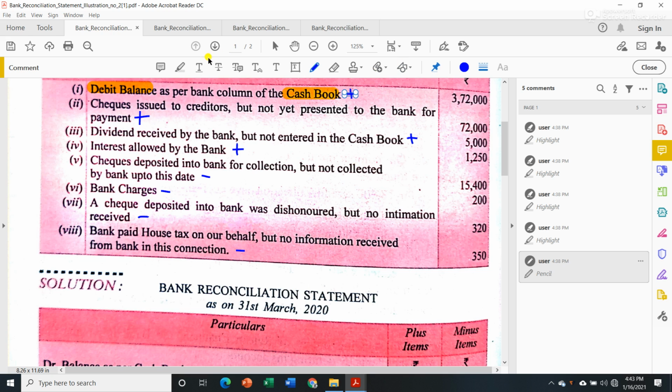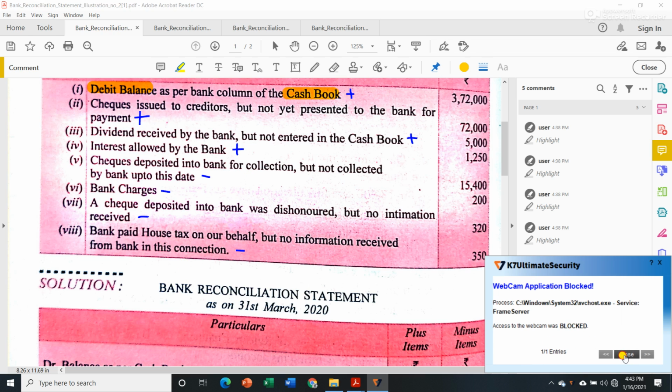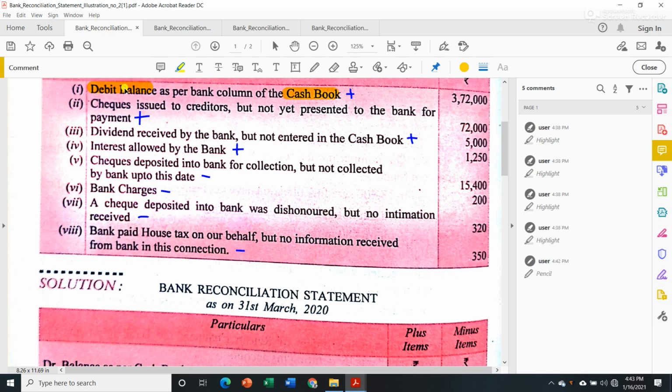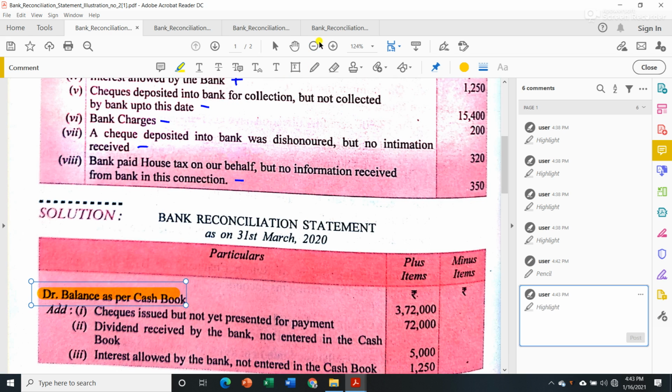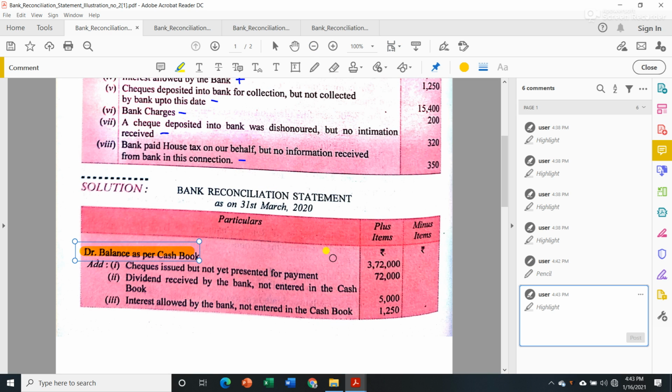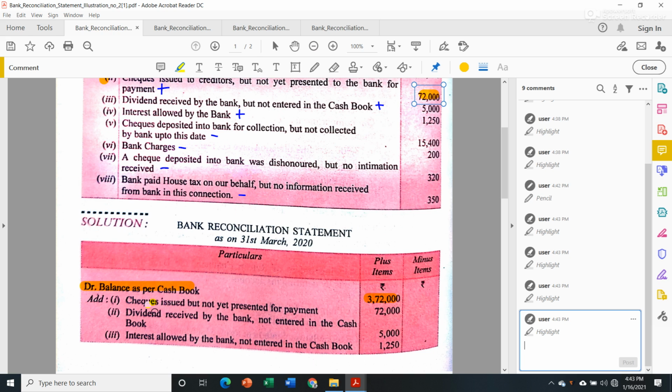Okay, first let us see how many items we have on the plus side. Now, the debit balance, we know that it will be recorded in the plus item. So here it is, debit balance as per cash book, rupees 3,72,000. Next item on the plus side is point number 2, checks issued to creditors but not yet presented to the bank for payment, that is rupees 72,000.